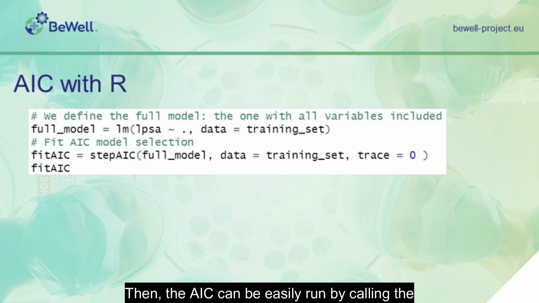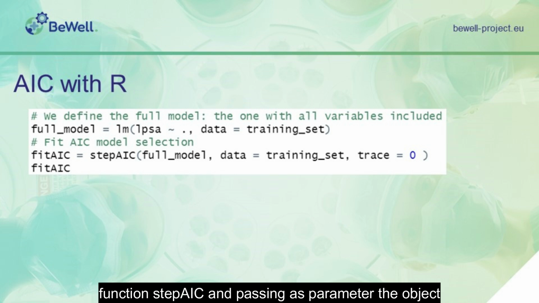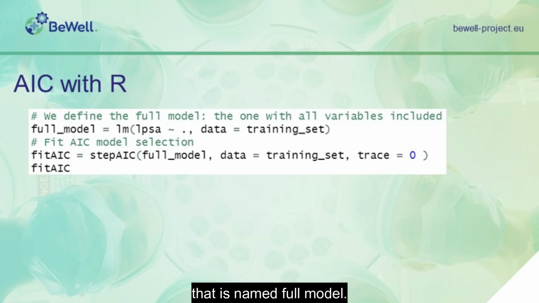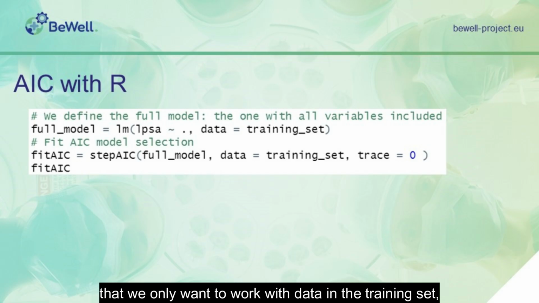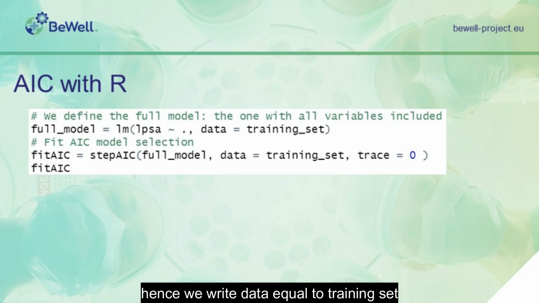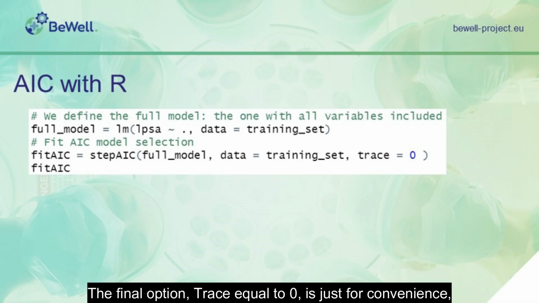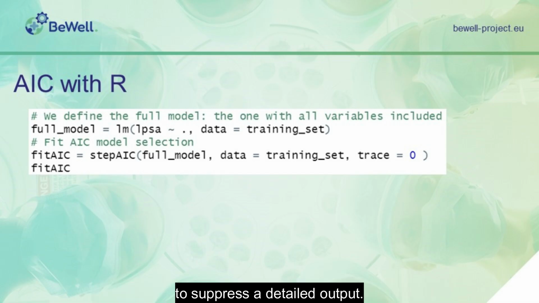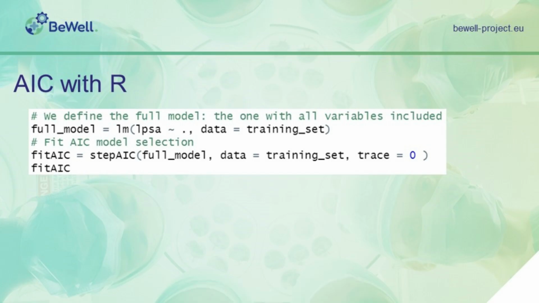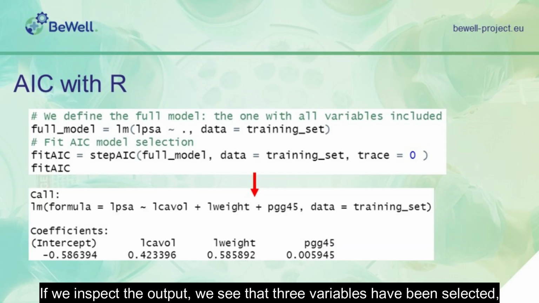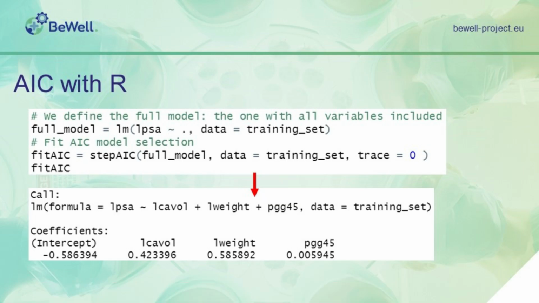Then the AIC can be easily run by calling the function stepAIC and passing as parameter the object that contains the outcomes. That is named full model. We also need to specify that we only want to work with data in the training set, hence we write data equal to training set. The final option, trace equal to 0, is just for convenience to suppress a detailed output. If we inspect the output, we see that 3 variables have been selected, since the others are not even shown.